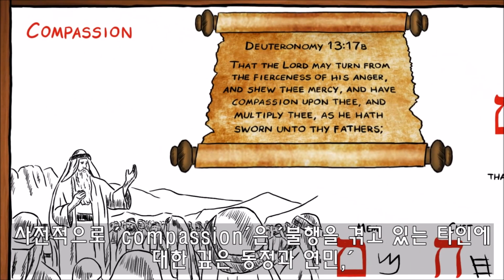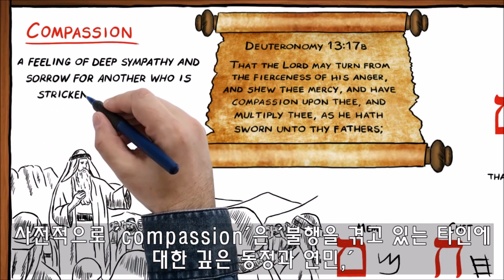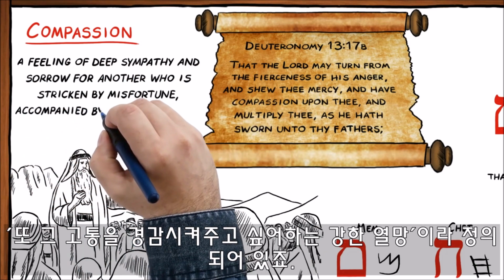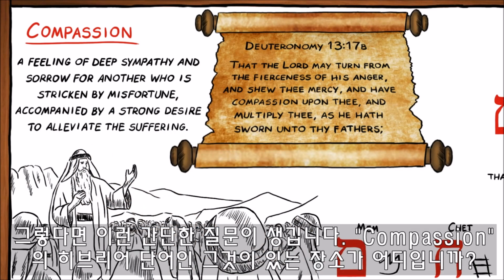The dictionary defines compassion as a feeling of deep sympathy and sorrow for another who is stricken by misfortune, accompanied by a strong desire to alleviate the suffering. So the question is simply this: where's the compassion in the Hebrew word compassion?